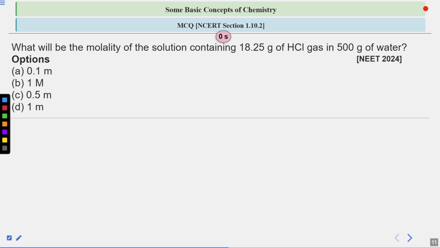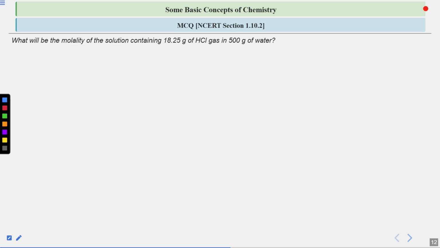Let us see what this question is. This was asked in the NEET 2024, again in the previous year. The question asks to calculate the molality if we are dissolving 18.25 grams of HCl in 500 grams of water. The correct answer will be D, which is 1 molal. It's very important: I have written it as molal. So this is not your molarity, it is your molality, because molality is represented by small m.